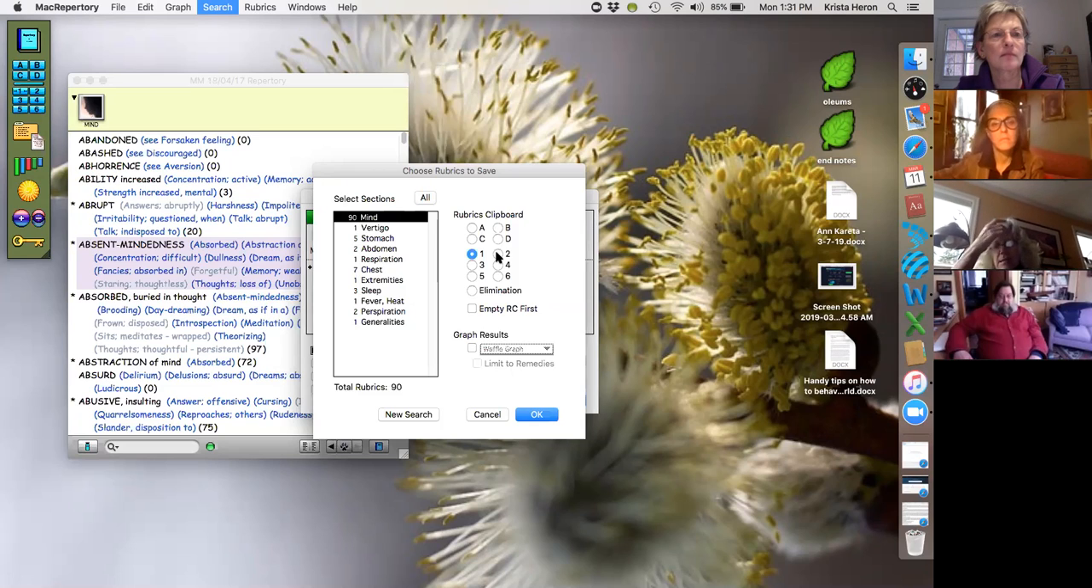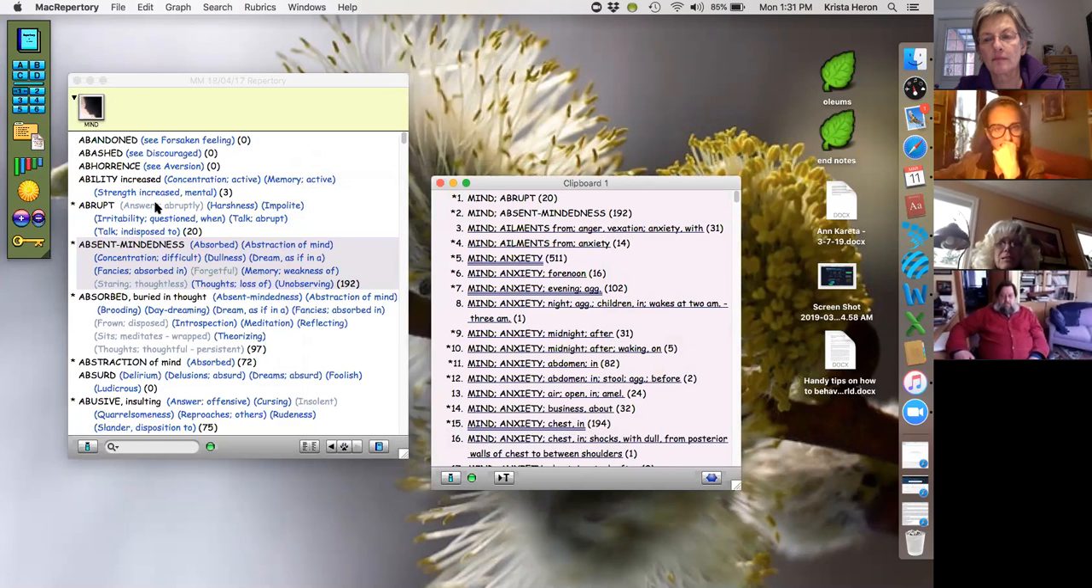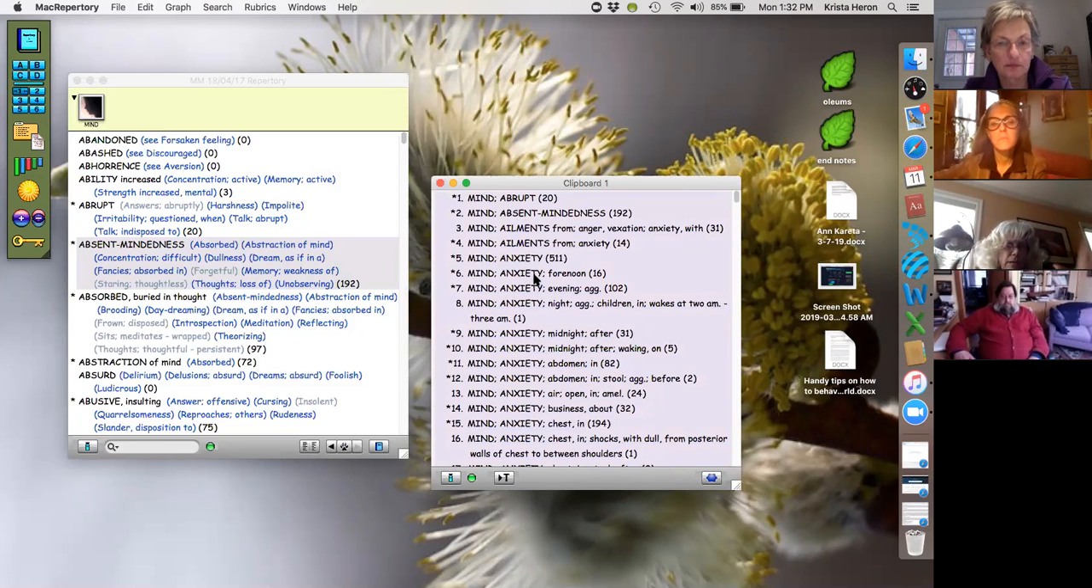This will make more sense in a second, but there are different times when your clipboard 1 is going to be reconfigured in all sorts of different ways. You're going to say, no, I don't want that rubric, or I do, or it's not that important, but I like to have a running list. So here are all the anxiety symptoms for calcarea. Now, I don't like to have the gradations, so I go to Command A and select all, and I make it a 0, and now all those things are gone.